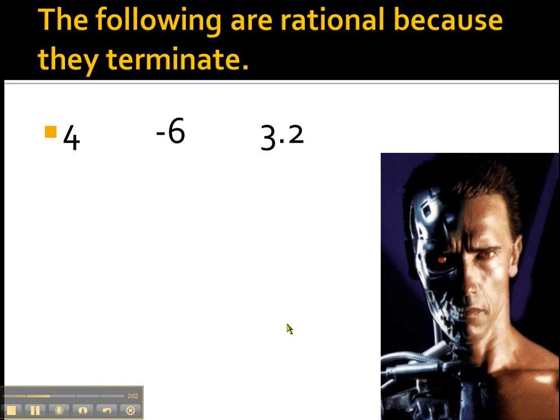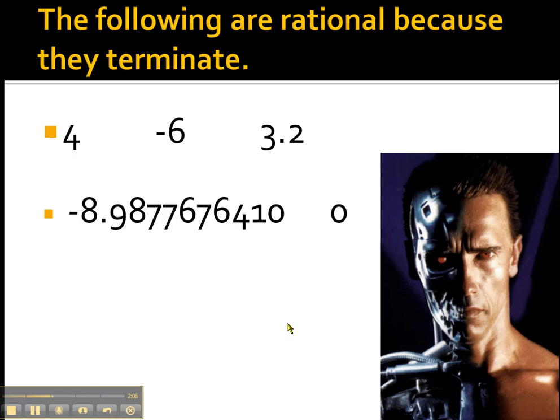These numbers all terminate, so they're rational. These numbers terminate, they're rational. These numbers will terminate when we change them to a decimal. Here we would have 0.4, here we would have -3.7, and here we would have 8. All rational because they terminate.